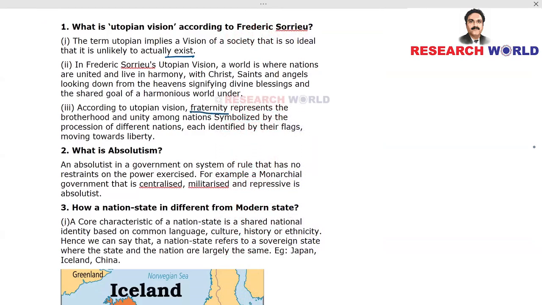The key word is fraternity. Fraternity represents a brotherhood and unity among nations, and it is symbolized by the procession of different nations, each identified by their flags. So, fraternity, symbolized by the procession of different nations, and you can identify these nations by their flags, and they are moving towards liberty. Please note down these key points: fraternity, symbolized by the procession; the third point is flags; and the fourth point would be liberty.